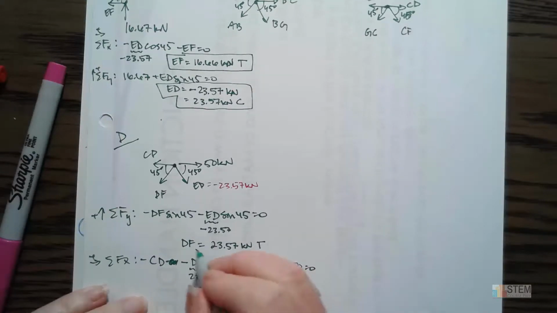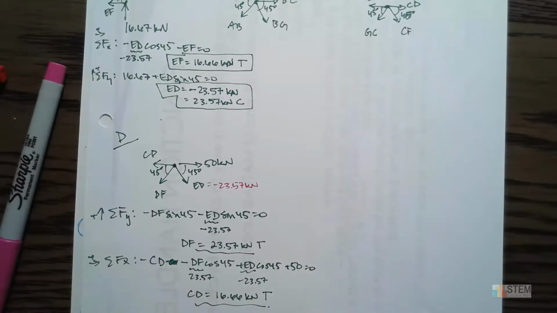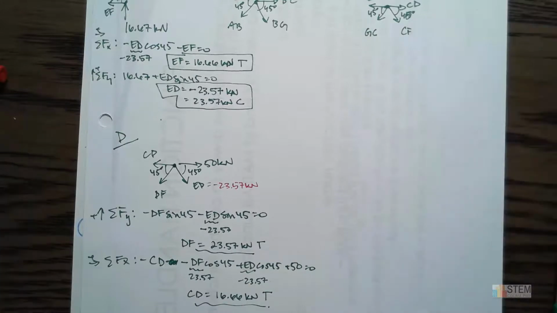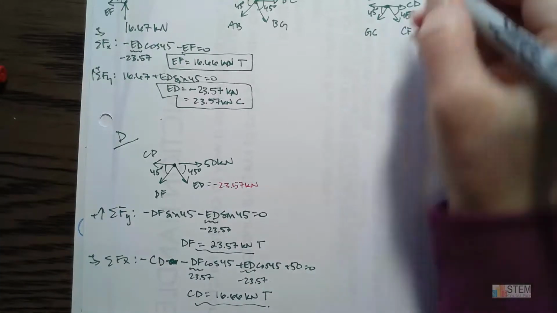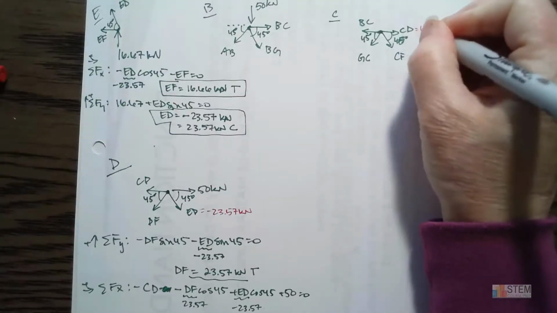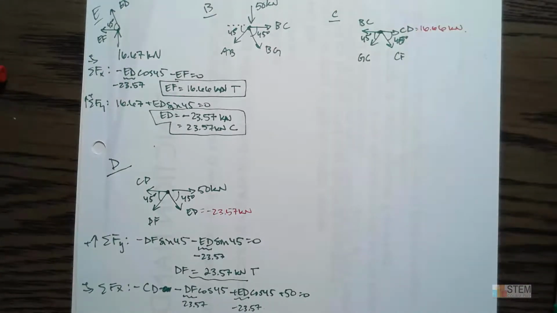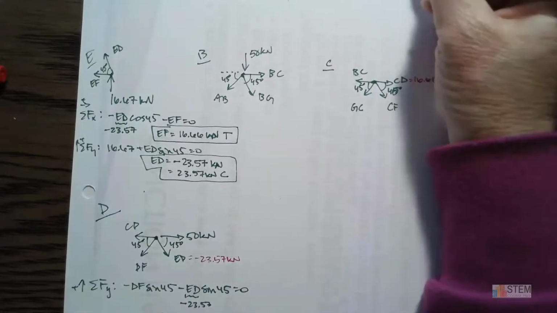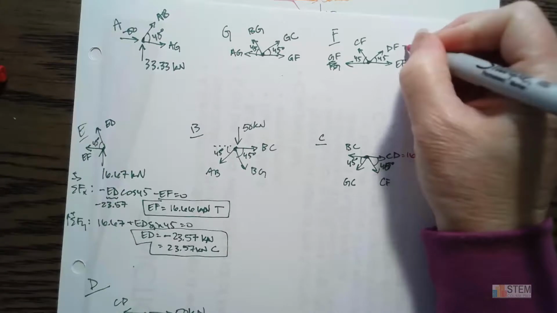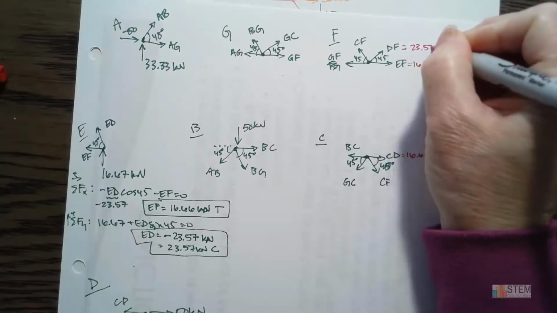Okay, so now I've got these two values that we can put up here. All right, so CD is 16.66, so let's put that up here. All right, and then I also know DF. Where is DF? So DF is up here. So we know this is 23.57.